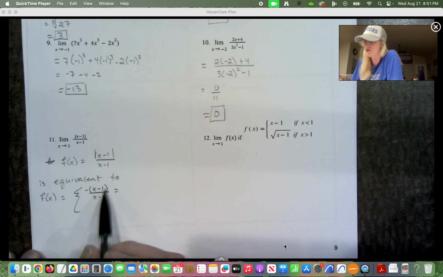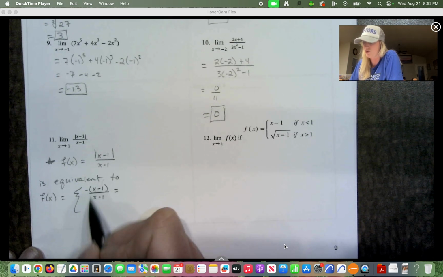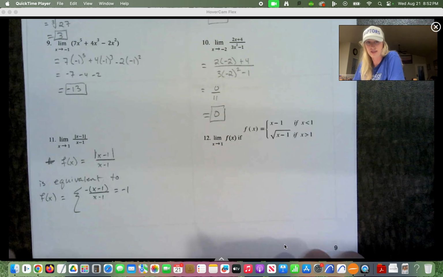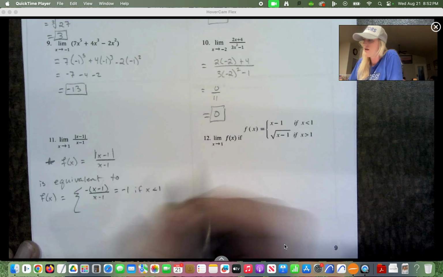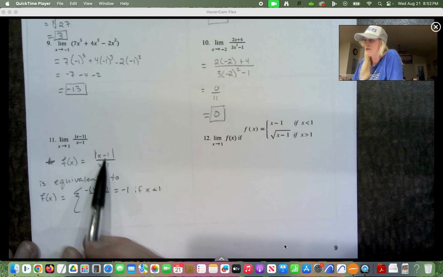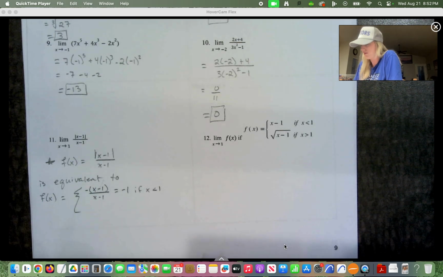And actually, notice this. These are the same thing, right? X minus 1 divided by x minus 1 is 1. So this whole thing's just going to equal -1. And that happens when x is less than 1. Now, you might say, what happens when x is 1? Well, I get division by 0. So that actually is not defined for this function.